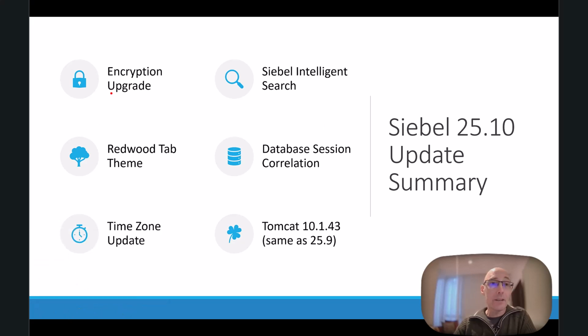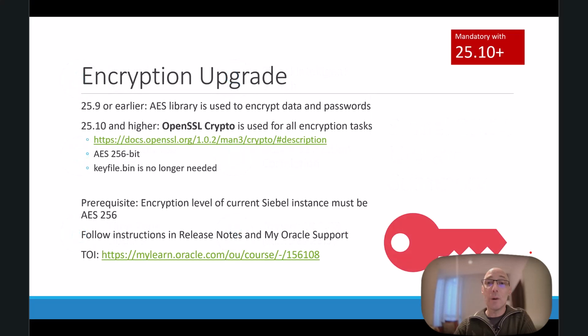I get my pen out. And then we have the first version to feature the new Siebel Intelligence Search. Very exciting. Redwood tabs. Yes, Redwood got tabs, yay. Database session correlation, time zones updates, and Tomcat is 10.143, so that's the same as 25.9, but if you come from an older version of Siebel CRM, of course, you get a new or relatively new Tomcat, which is always good from a security standpoint.